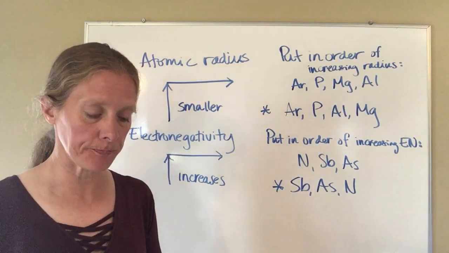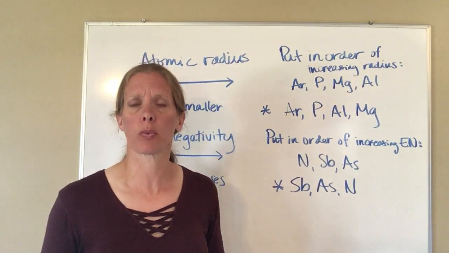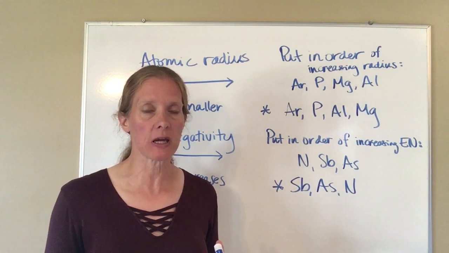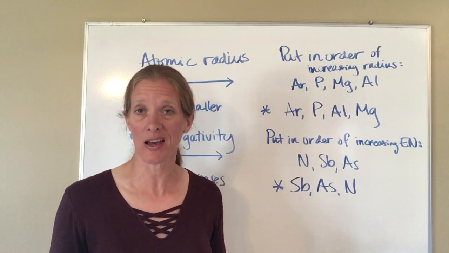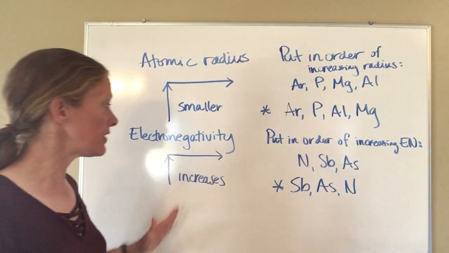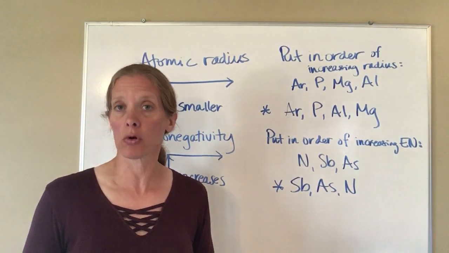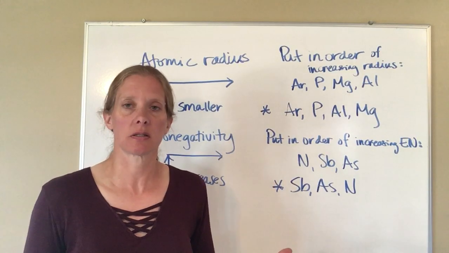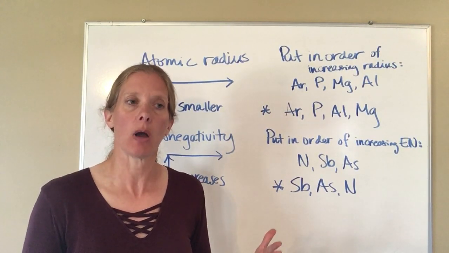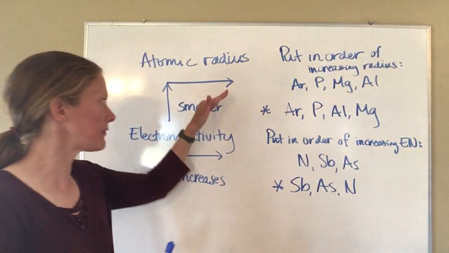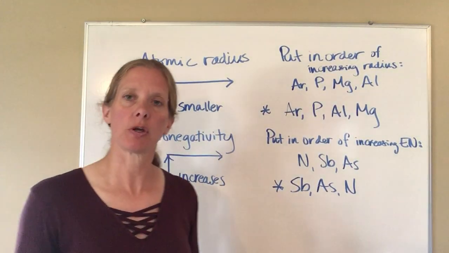You do have some charts in your book where they have that drawn on there for you, but I want to caution you because you won't be given charts like that on the test. You need to remember these particular periodic trends and be able to put elements in order of increasing or decreasing atomic radius or electronegativity with only a plain old periodic table. So you need to make sure that you have this concept down so that you can utilize that.